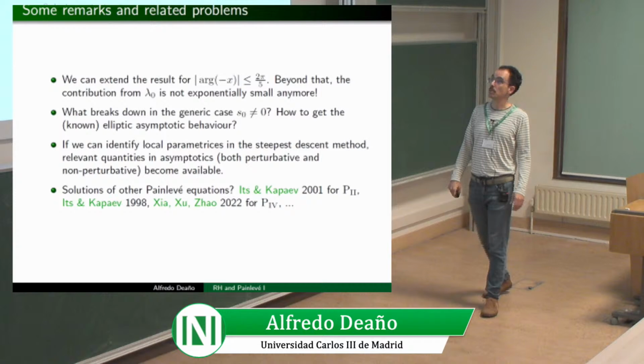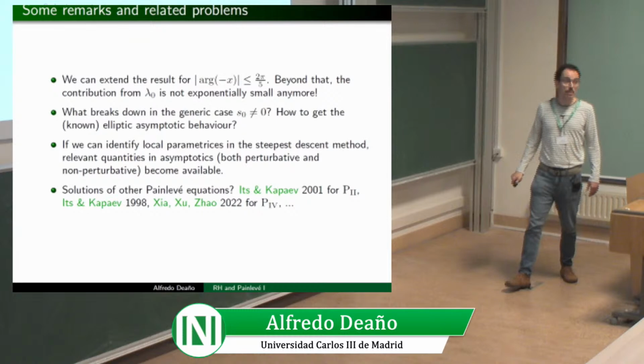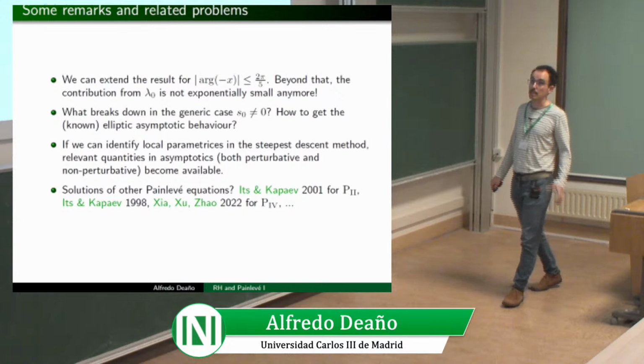From what we did here, maybe the message is that in this methodology, whenever you have local parametrices that you can express in terms of known special functions, and it's likely to happen in other examples, instead of throwing them away, if you can work it out, then that gives explicit information of what these exponentially small contributions are.